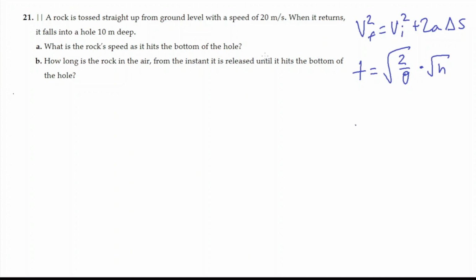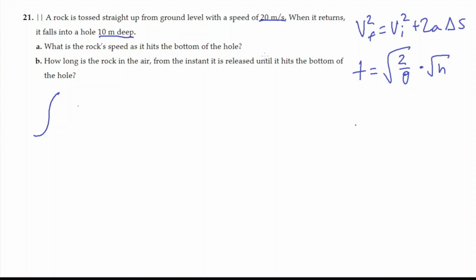All right, so let's take a look at number 21. A rock is tossed straight up from ground level with a speed of 20 meters per second. When it returns, it falls into a 10-meter deep hole. We're going to break this question up into two smaller questions. First, let's calculate the time it takes for the rock, thrown straight up at 20 meters per second, to stop and reach its peak.